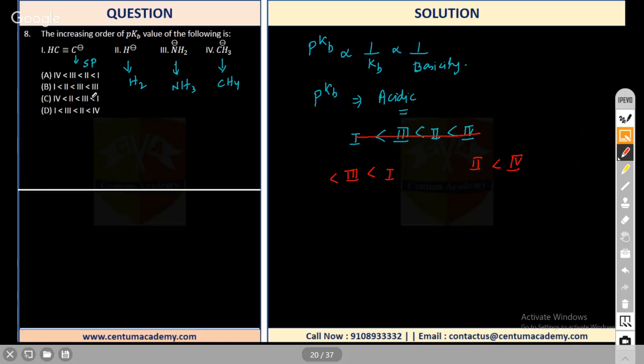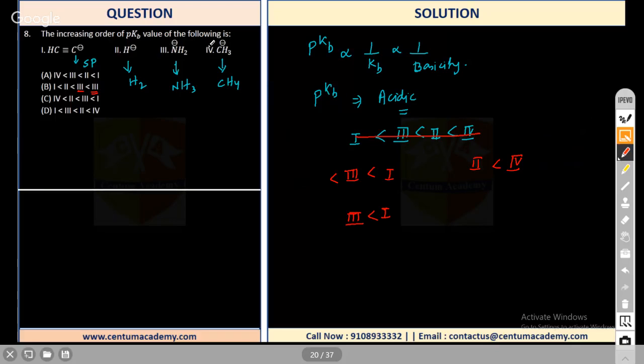we are not getting any option here. Oh, there is something mistake. There he has given third and third here. Okay, I'll write down my answer. Whatever I'm getting, the basicity of first one, pKb of first one is more than third. pKb of this is more than third.